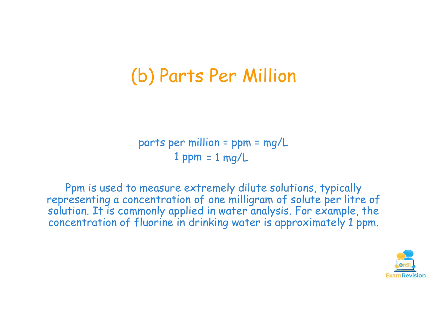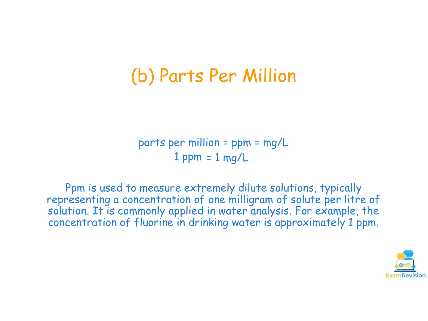As I've said previously, parts per million can be abbreviated to ppm, and ppm is just milligrams per litre. So 1 ppm is 1 milligram per litre. So it's one part, for example, 1 milligram per million, and the million would be a litre. ppm is used to measure extremely dilute solutions, typically representing a concentration of 1 milligram of solute per litre of solution. It's commonly applied in water analysis.